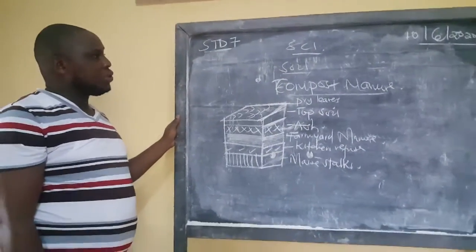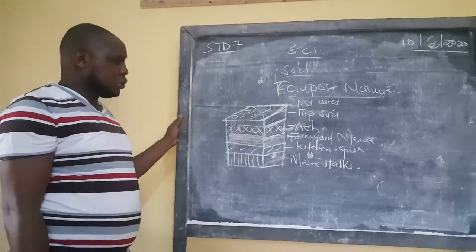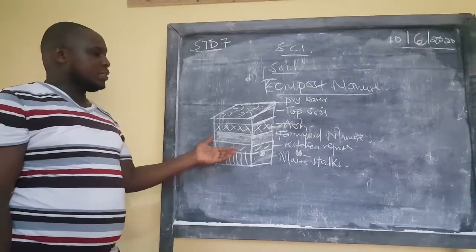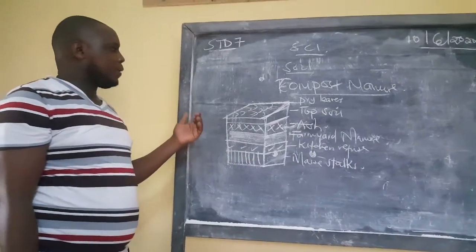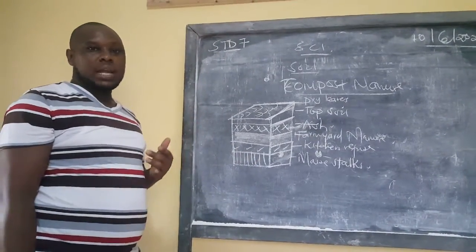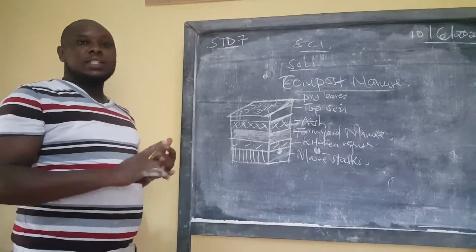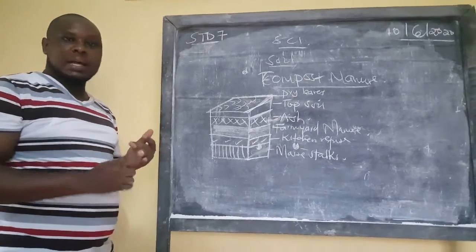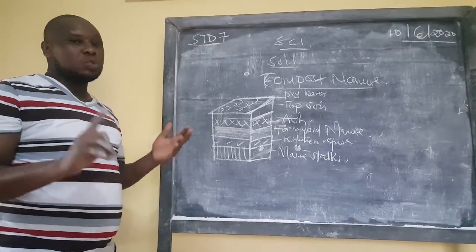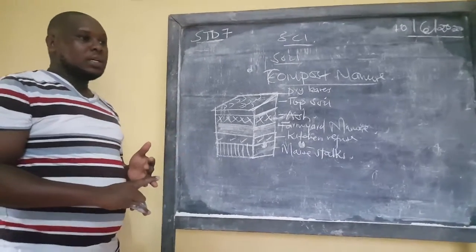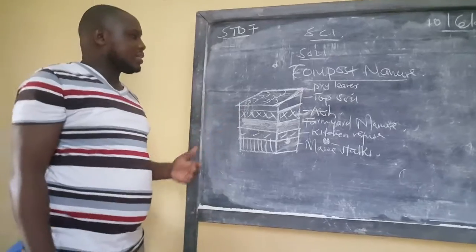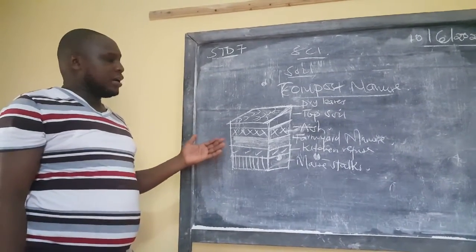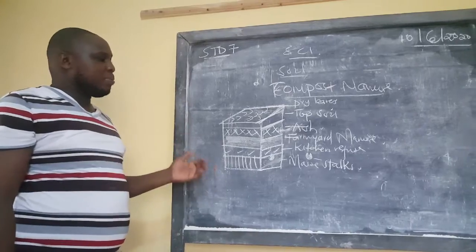We are going to continue, as I promised you yesterday, with our lesson today about compost manure. Compost manure is made up of materials like kitchen refuse. In kitchen refuse, we're talking about the potato peelings, the remains of sukuma wiki, that is scarce, and any other leftovers from the kitchen. All these are gotten from the kitchen.